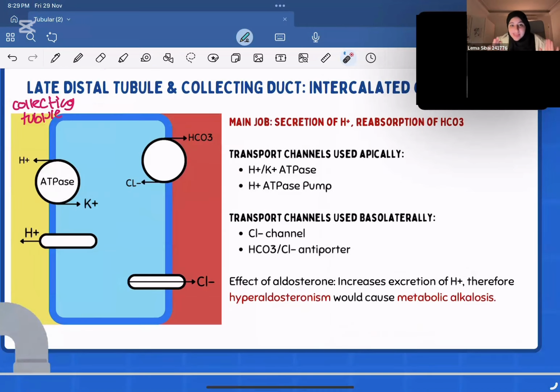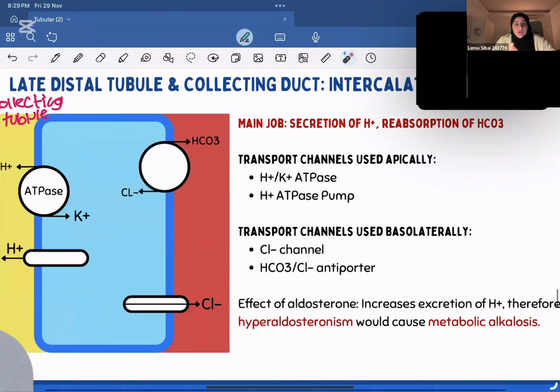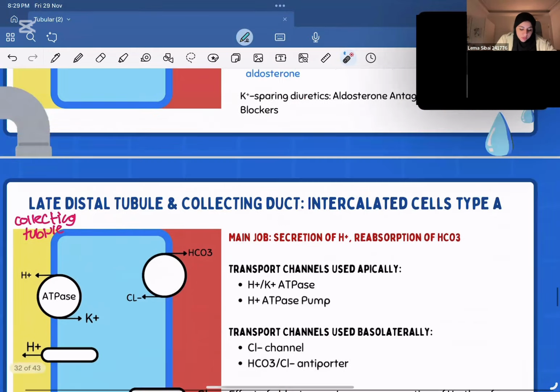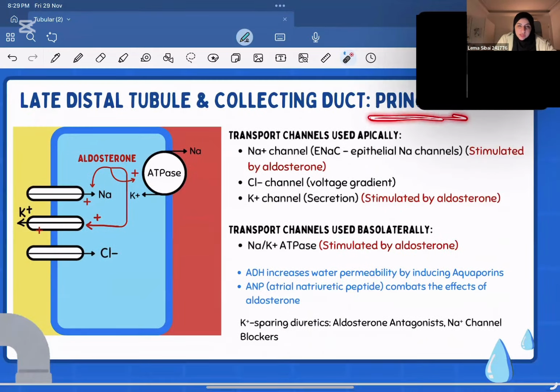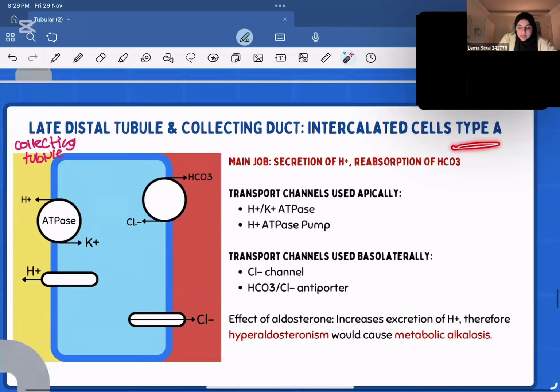Okay. Now, the really cool thing about this is that aldosterone has the ability to affect intercalated cells over here. Why? Because they're so close. They're really close to the principal cells in the late distal tubule, so they would act on these type A cells.